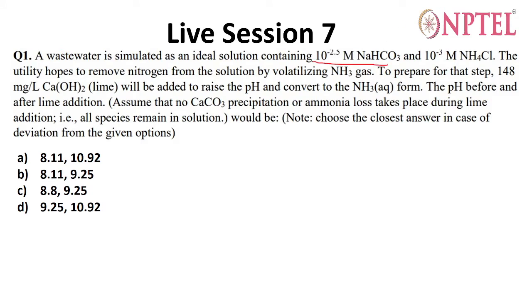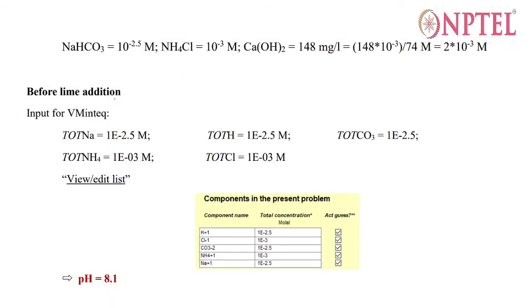So this much NaHCO3 was there, 10 to the power minus 2.5, and then NH4Cl was given, and 148 mg per liter of calcium hydroxide was added, right? So NaHCO3 is 10 to the power minus 2.5 molar, and then NH4Cl, and then calcium hydroxide, right? And you should convert this mg per liter into moles per liter. Then before the addition, what are the conditions we will write down?